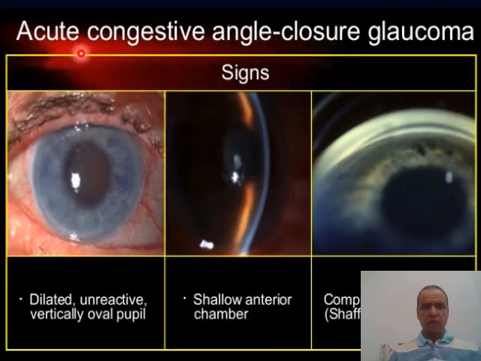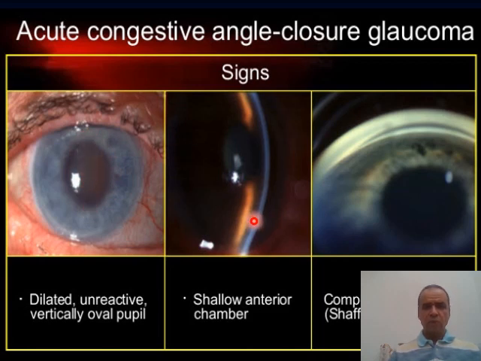Signs of acute congestive angle closure glaucoma include, by naked eye, congested conjunctiva, especially around the limbus, circumcorneal injection. The pupil looks mid-dilated, oval in shape, not reacting to light.